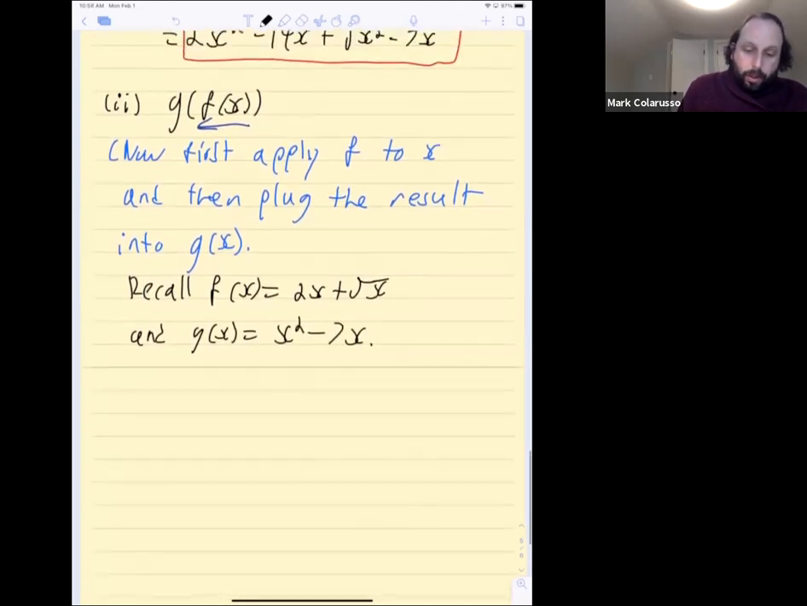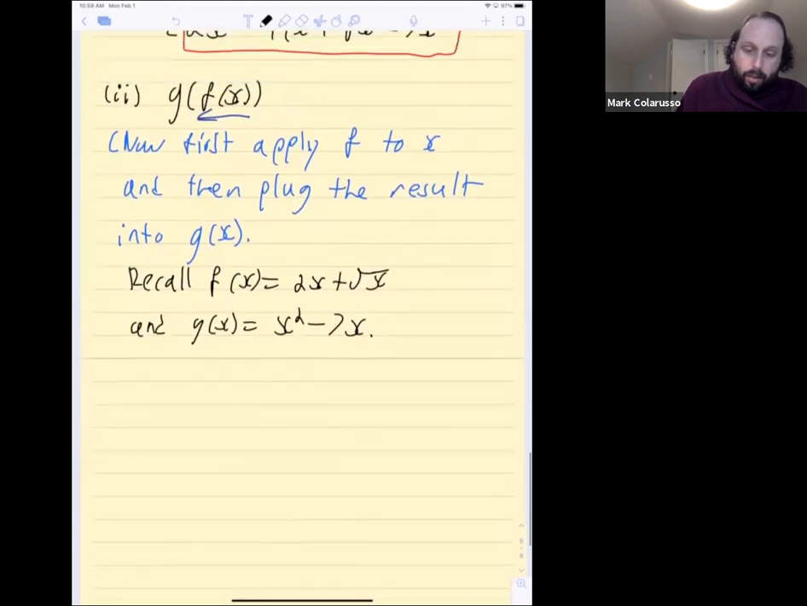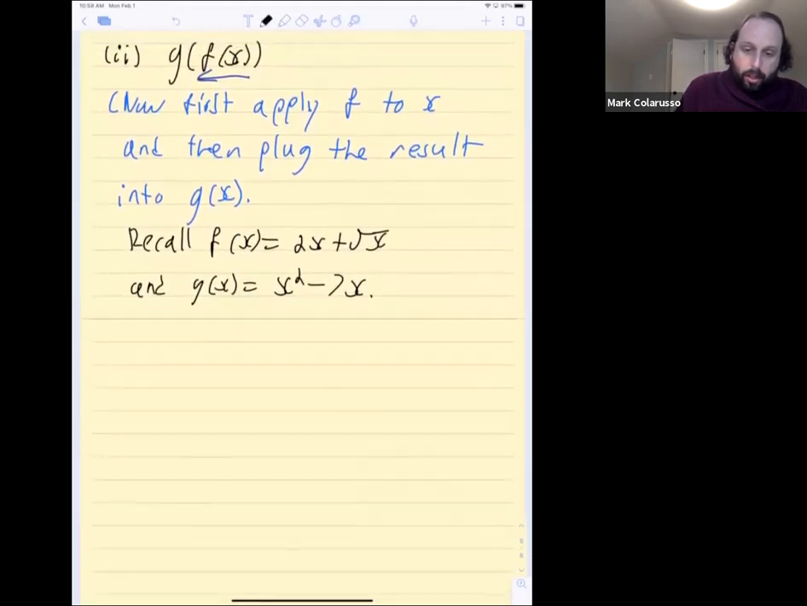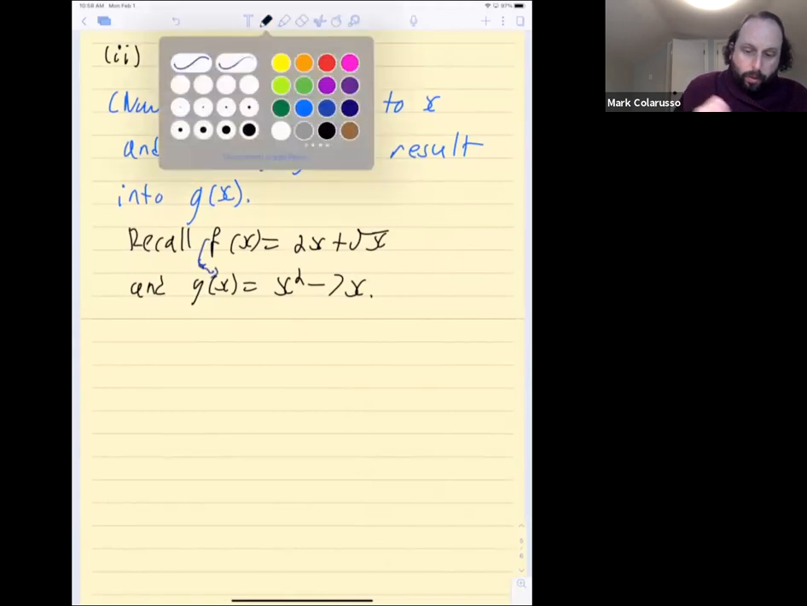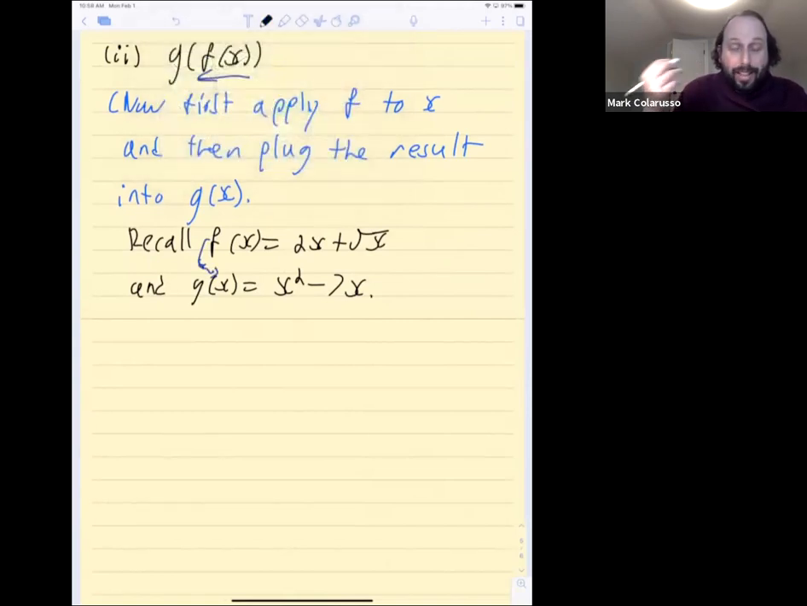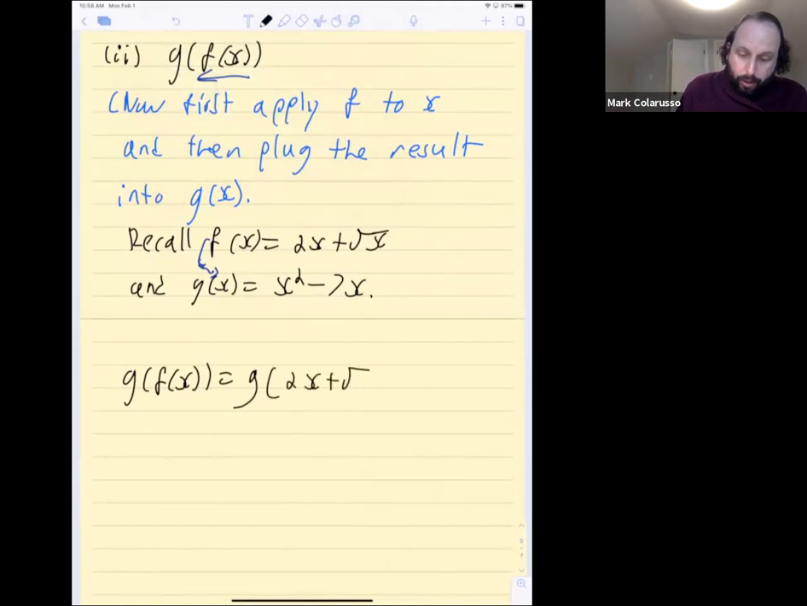Okay, so first we do f in this example, and we plug f into g for where we see x. So we use the output of f as the input for g. So g of f at x is g of 2x plus root x. And now I've got to compute this by inputting everywhere for x in the formula for g this expression 2x plus root x.